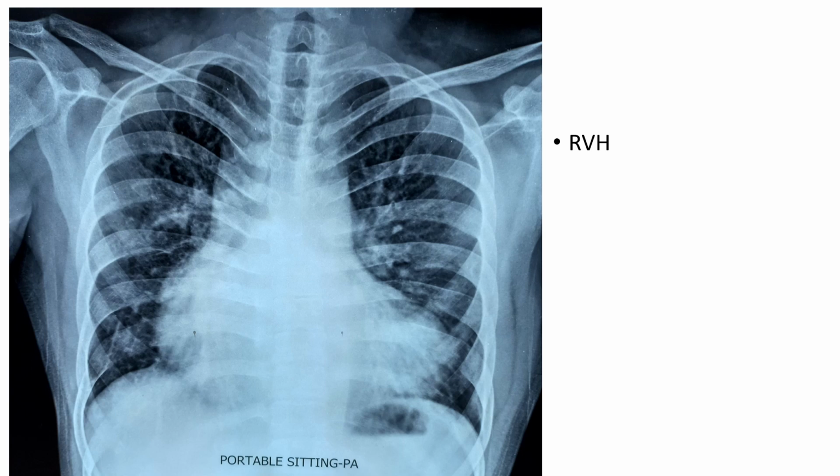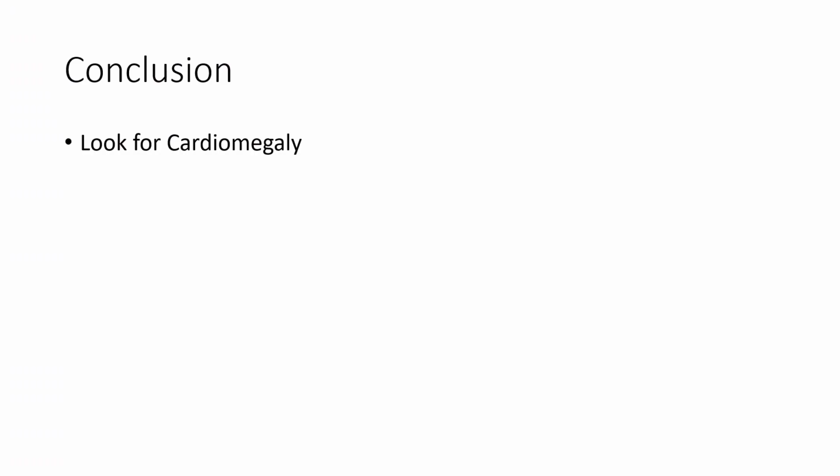So mostly you have to identify cardiomegaly. What the underlying reason is, is a second thing. But if there is an x-ray, always look for the cardiac shadow. Just look at the cardiac shadow and see if there is cardiomegaly or not. So conclusion: look for cardiomegaly in every chest x-ray.